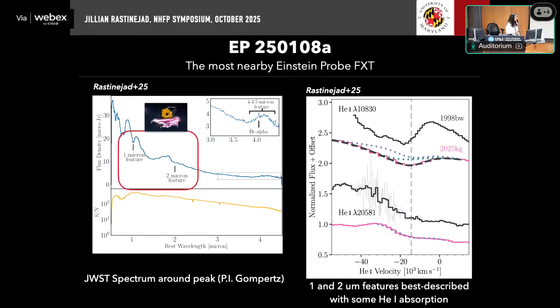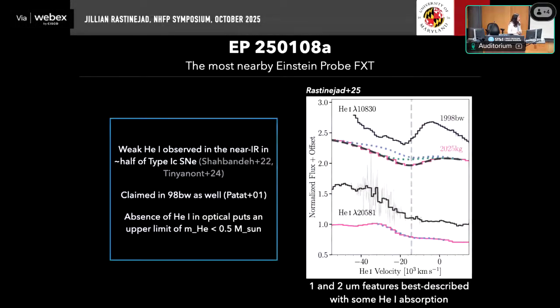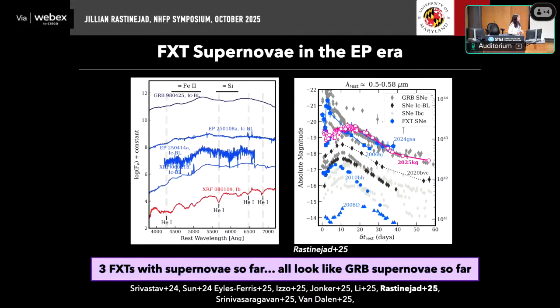We do see, now that we have this really nice infrared feature, that there is some helium in the spectrum of this event. But based on the fact that we don't see it in the optical, we have an upper limit of about half a solar mass of helium. This is not super surprising, given that when we take infrared spectra of 1CBLs, we do sometimes see this. But the fact that they're still lacking strong optical helium still makes it hard to distinguish between the two different scenarios. So this has not been the only FXT supernova so far.